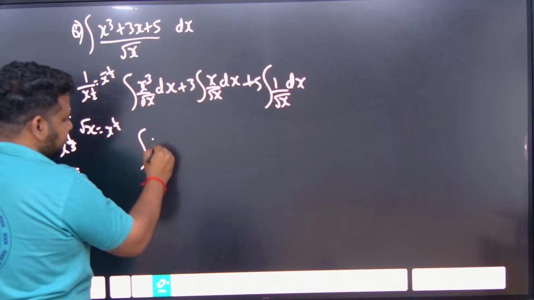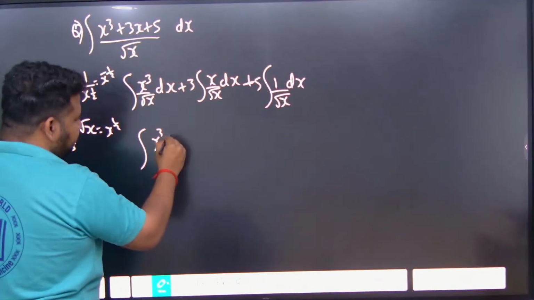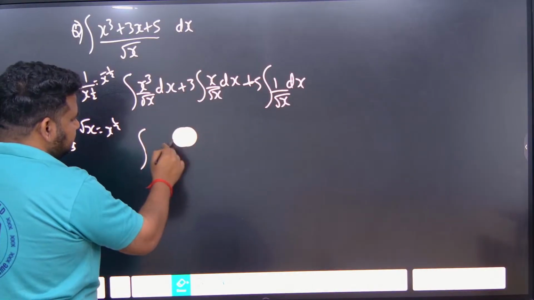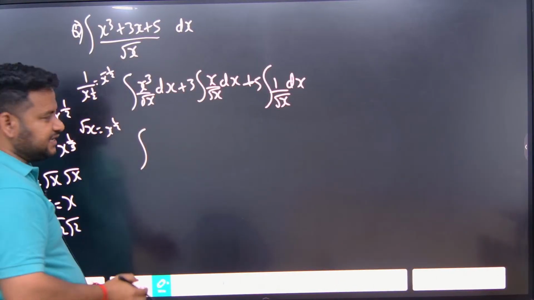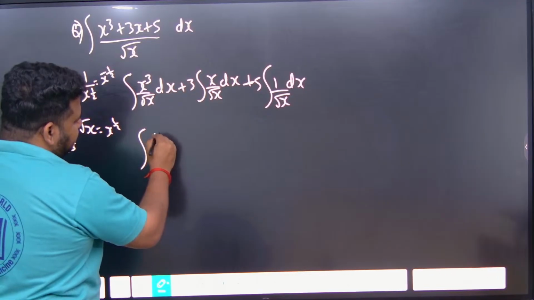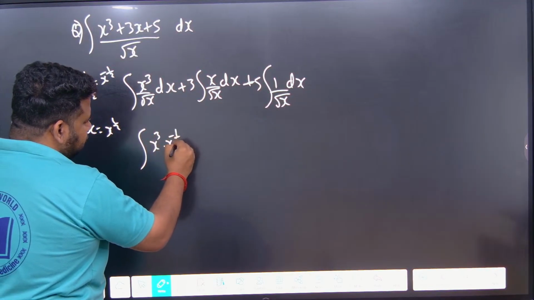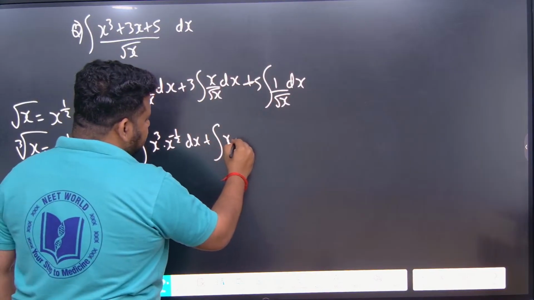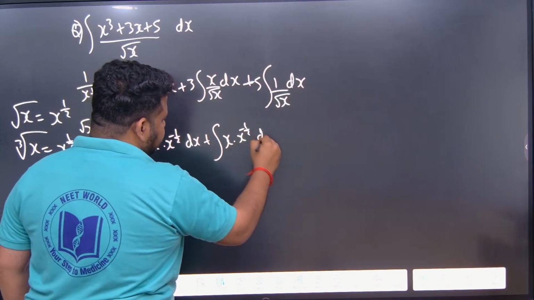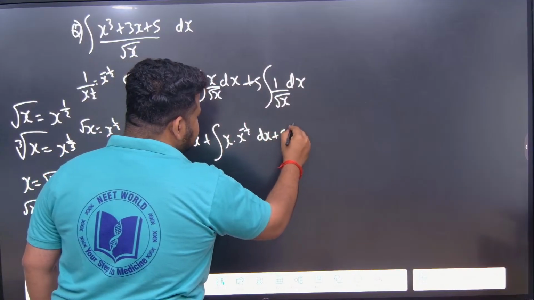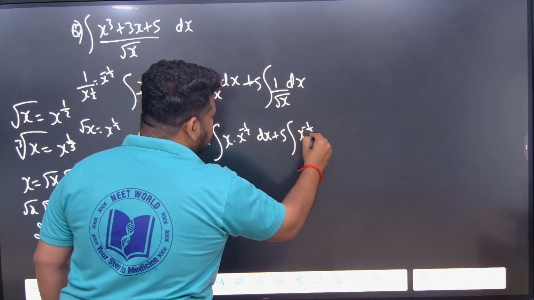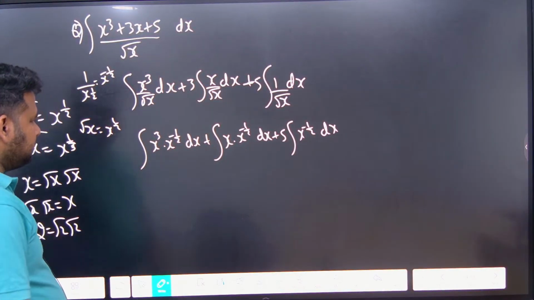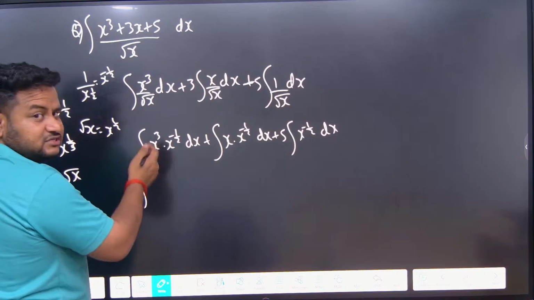So this will become what? x cube into x to the power of minus 1 by 2 dx. Or I can directly write this as what? Since bases are same, the powers I can equate. Or let me write one more step: integral of x to the power of 3 into x to the power of minus 1 by 2 dx, integral of x into x to the power of minus 1 by 2 dx, plus 5 into x to the power of minus 1 by 2 dx integral. Now bases are same, powers I can add.